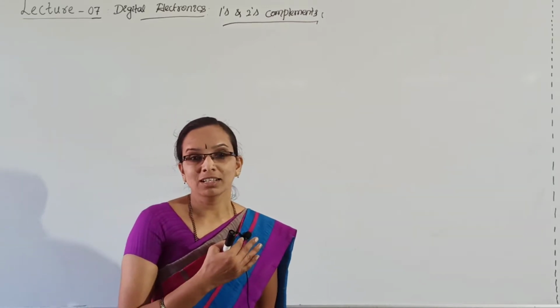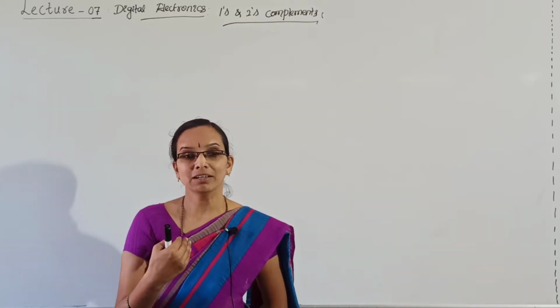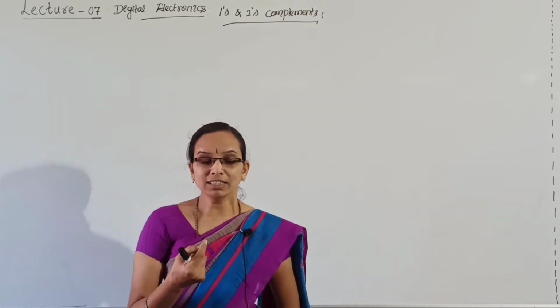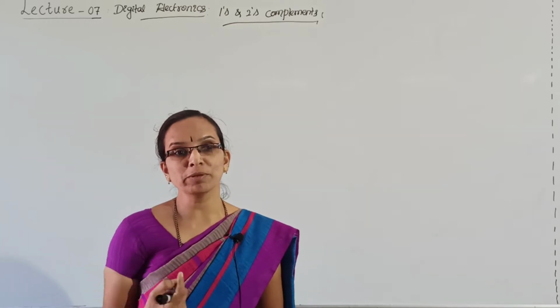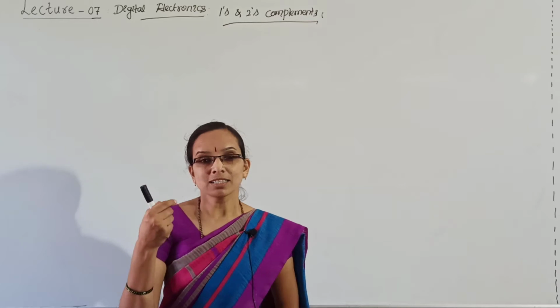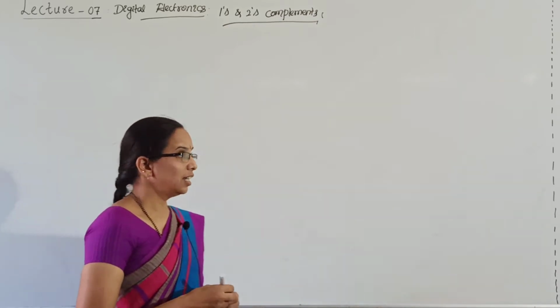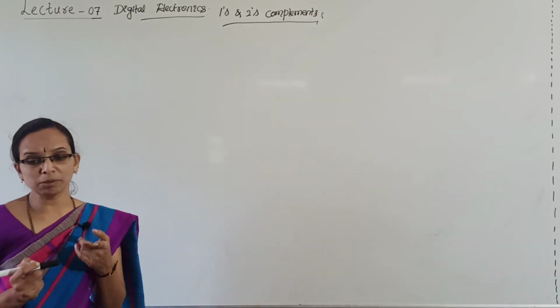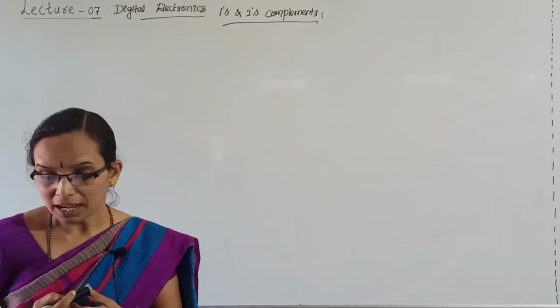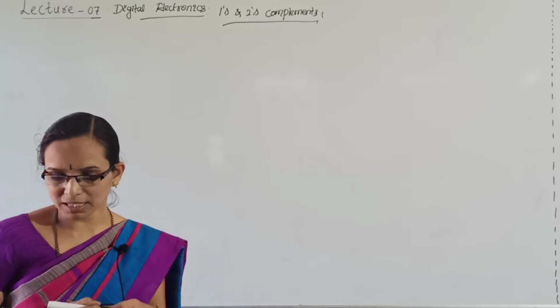First, ones complement method and twos complement method we have learnt, and these are used in binary arithmetic in subtraction. That is, subtraction can be converted into addition. In the last class we studied the ones complement method of subtraction. We have done some problems. Let's take some more problems.